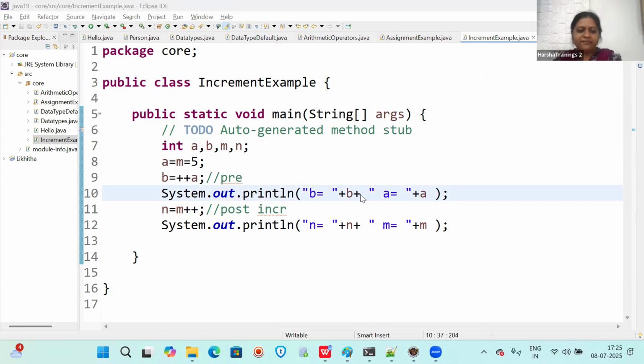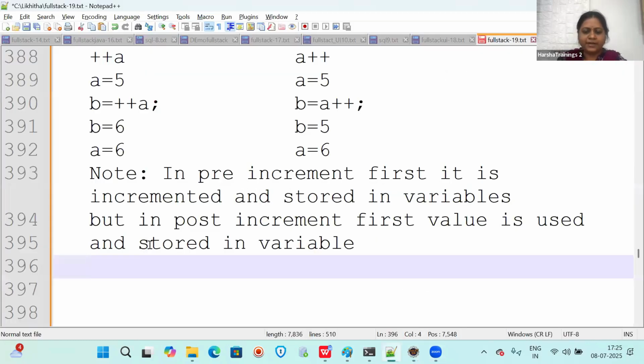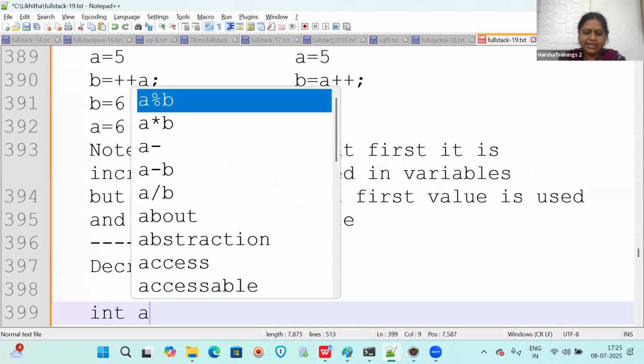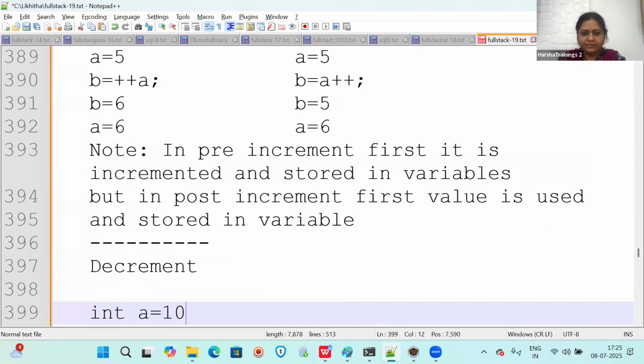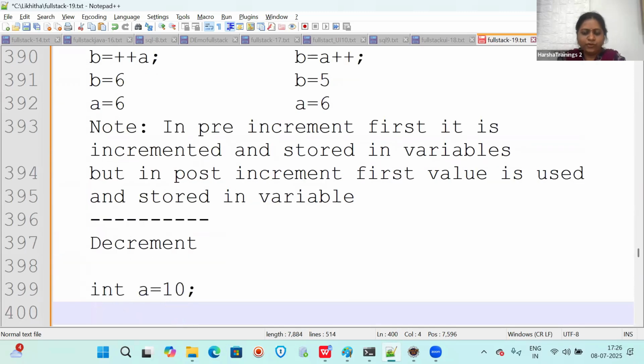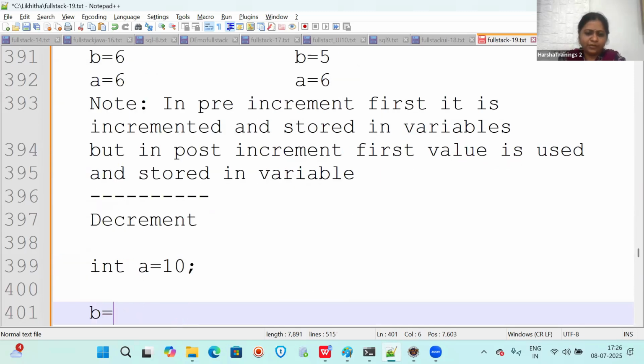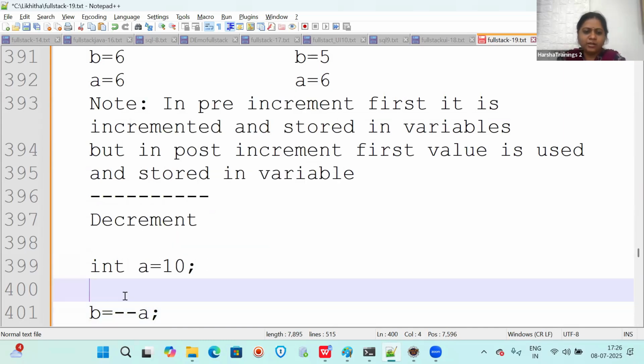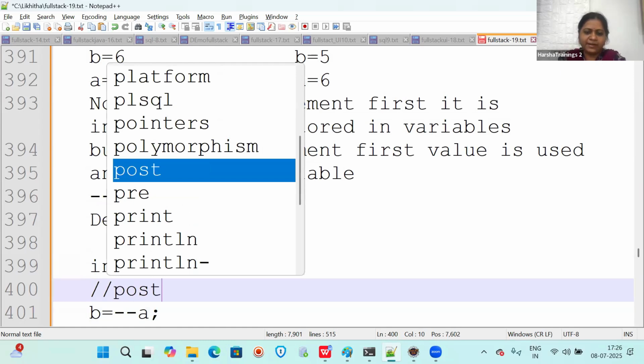Okay. Now, same way decrement operator also. Here, I'm just writing the decrement operator. Same thing will happen in the decrement mode. Suppose here you are taking int a is equal to 10. Now, if you are doing b is equal to minus minus a, this is pre decrement.